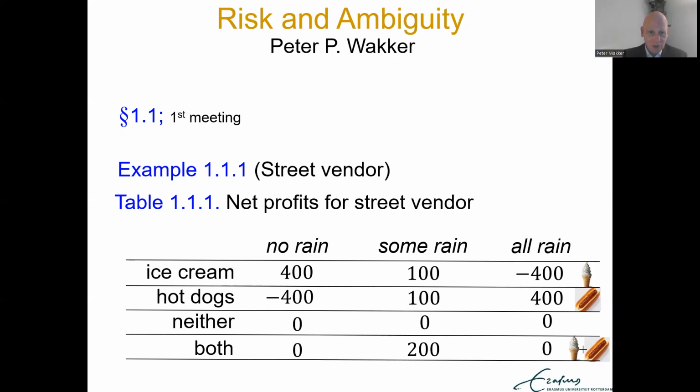I'm introducing some notation. X denotes ice cream. Y denotes hot dogs, 0 neither, X plus Y denotes both. And X plus Y, then by definition, it means that for every event, you just add the separate outcomes, the profits you make. And if these merchandises were to interact with each other, then maybe some other merchandise would give not exactly the sum of these payoffs. But we keep it simple in this example. So let's just assume that X plus Y is both merchandise, no interaction, just to have a simple example.